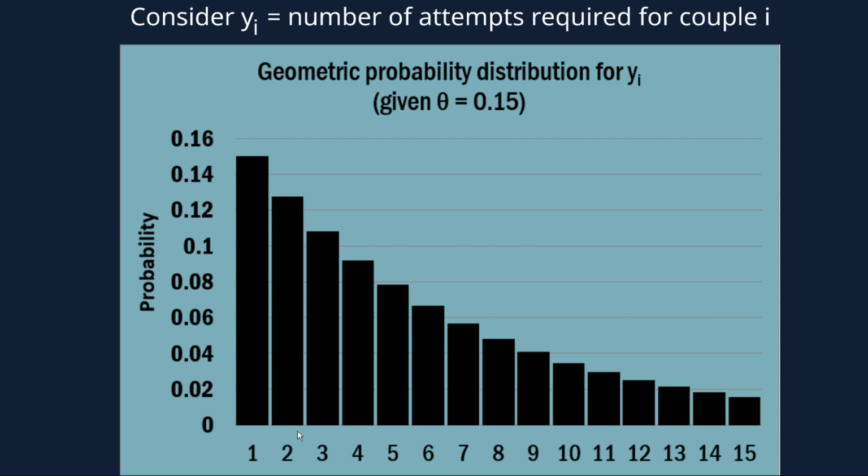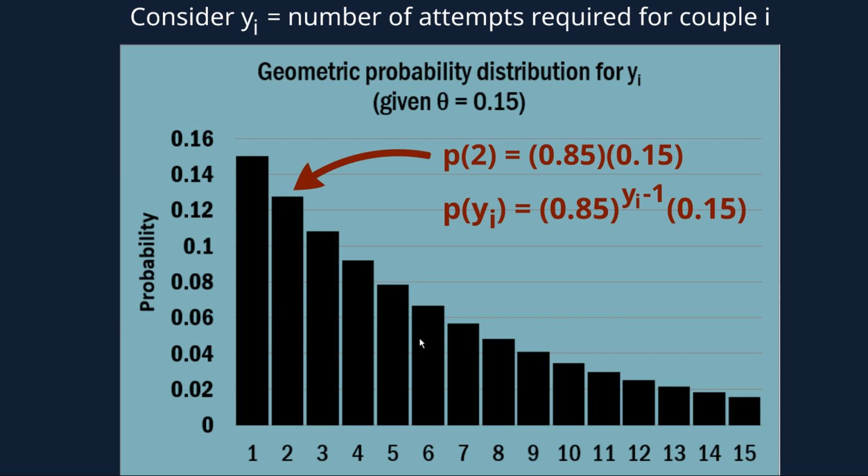The probability of them achieving success on their second attempt means that necessarily they've had one failed attempt first and then one successful attempt. So that's 0.85, the probability of a failed attempt, times 0.15, the probability of a successful attempt. So clearly, with each new outcome on the probability distribution, we're multiplying by another factor of 0.85 because you needed one more failed attempt before the successful attempt. So we can generate from that a general equation which applies for all possible outcomes, where we multiply that 0.85 by yi minus 1 times, and then finally we multiply by the probability of a single success. So you can see this is why it's called geometric, because we are multiplying each time.